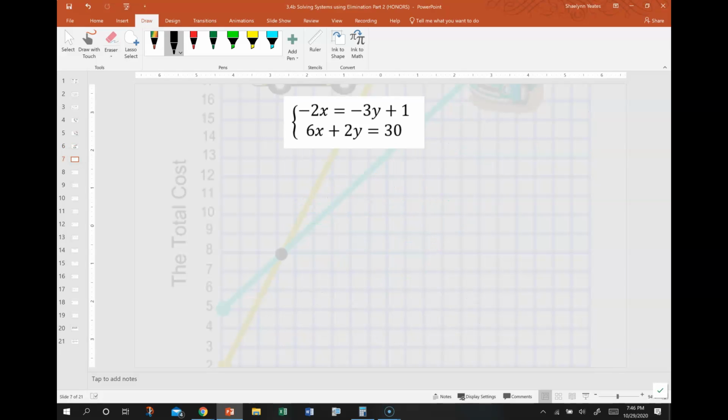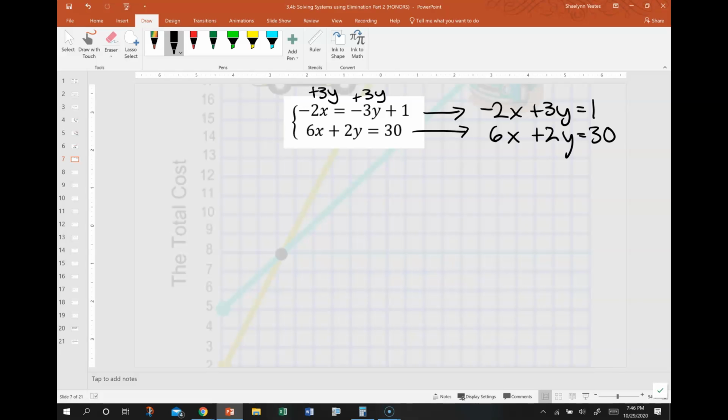Okay? All right, let's take a look at this one. Again, I have to rearrange, and I want my x's and y's on that side, so I'm going to add 3y to both sides on this top equation. So this top equation is negative 2x plus 3y equals 1. And the bottom equation, I'm just leaving the same. We've got 6x plus 2y equals 30. Right now, they don't match. So I'm going to get rid of y's this time. I'm going to multiply the top equation through by 2, and I'm going to multiply the bottom equation through by 3.